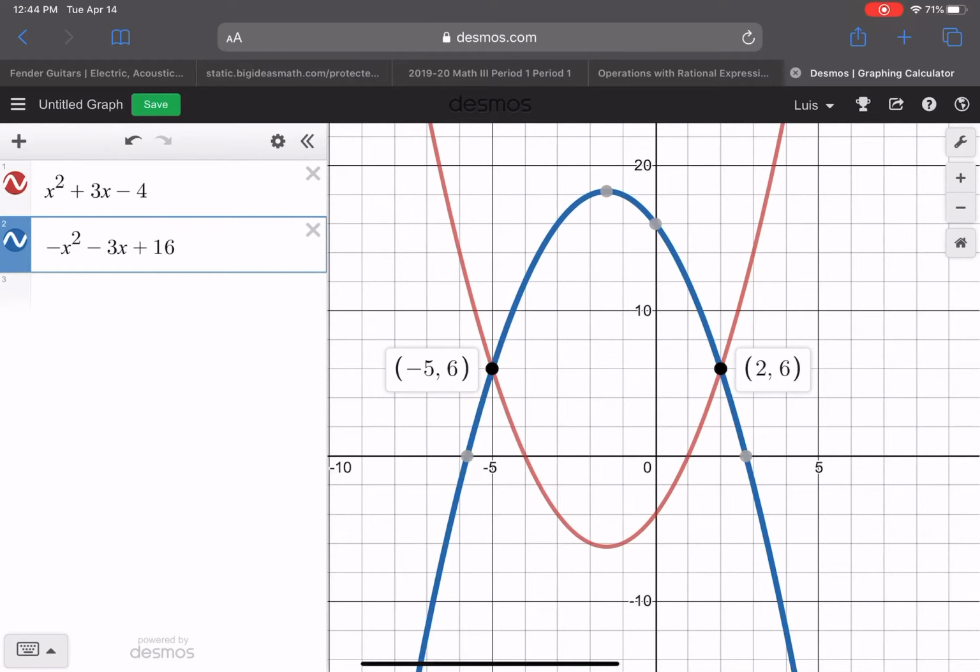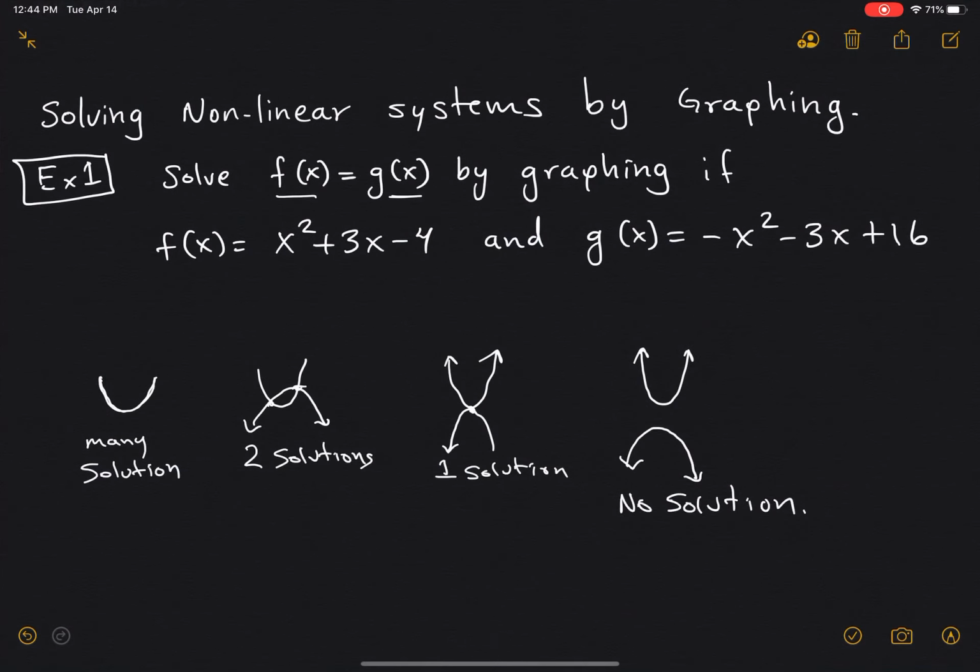So keep that graph in mind. All you have to do is go back to your question and answer. Our solution here is going to be, okay, we could say the answer here is whenever x equals -5 or whenever x equals 2, and these two functions are the same.